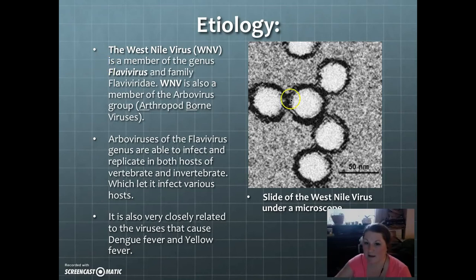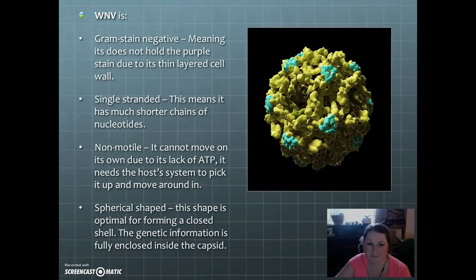And right here, I found a microscopic picture or view of the West Nile virus. The West Nile virus is gram-stain negative. Its cell wall is very thin, so it doesn't hold that purple stain. It ends up being pinkish on a slide.